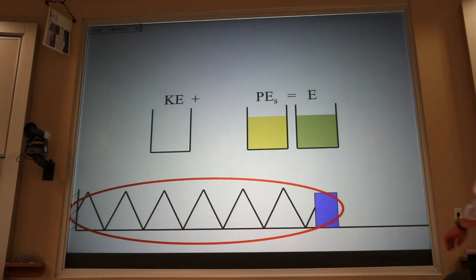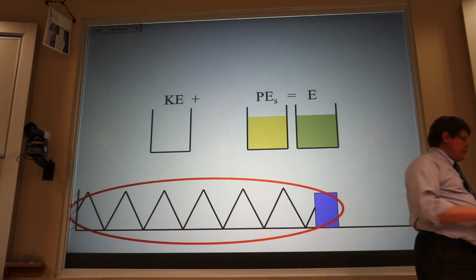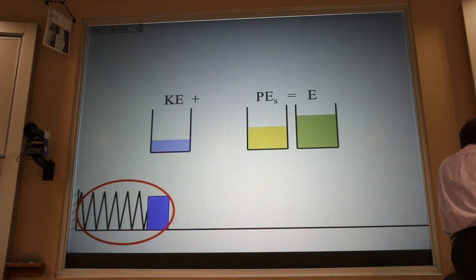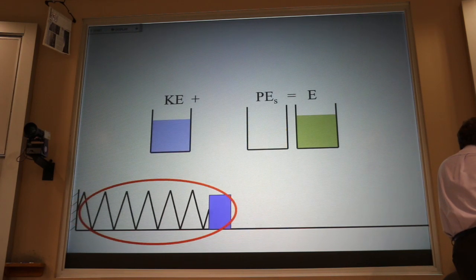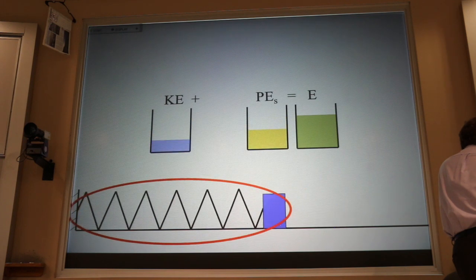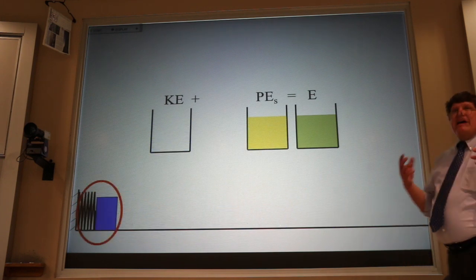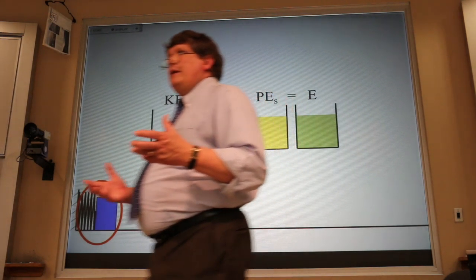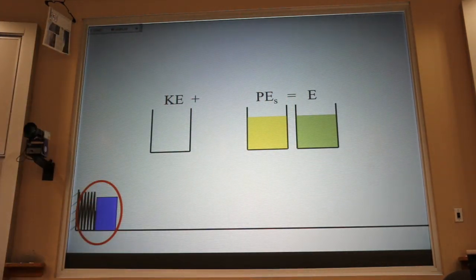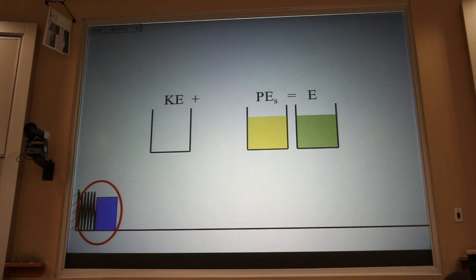Now watch what happens to the total energy bucket as this block goes back and forth. That's a system I can work with. The energy sloshes back and forth between the two buckets, but the total energy stays constant as long as we have zero friction on that floor, and we usually do. So that's the way I want to define my system.